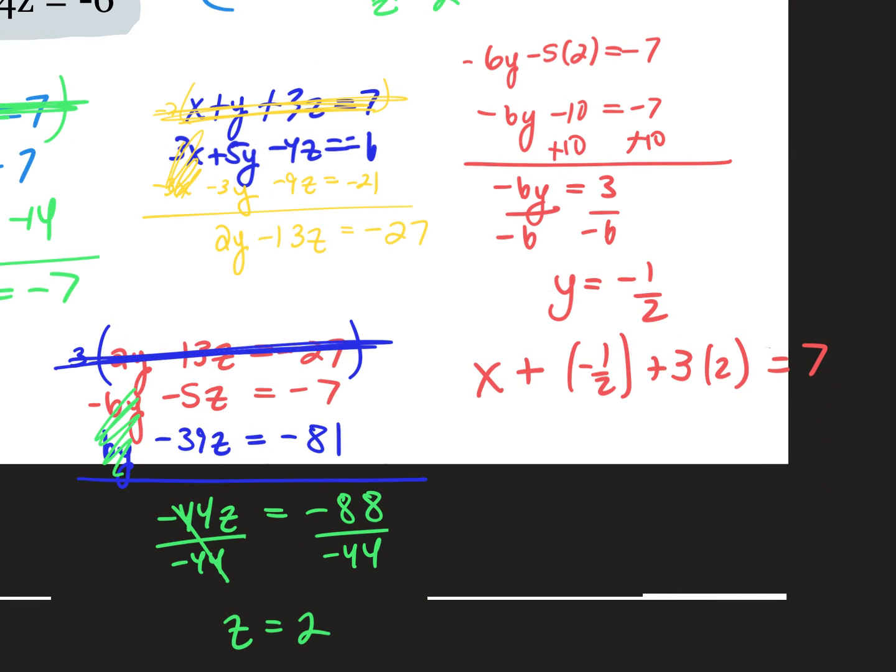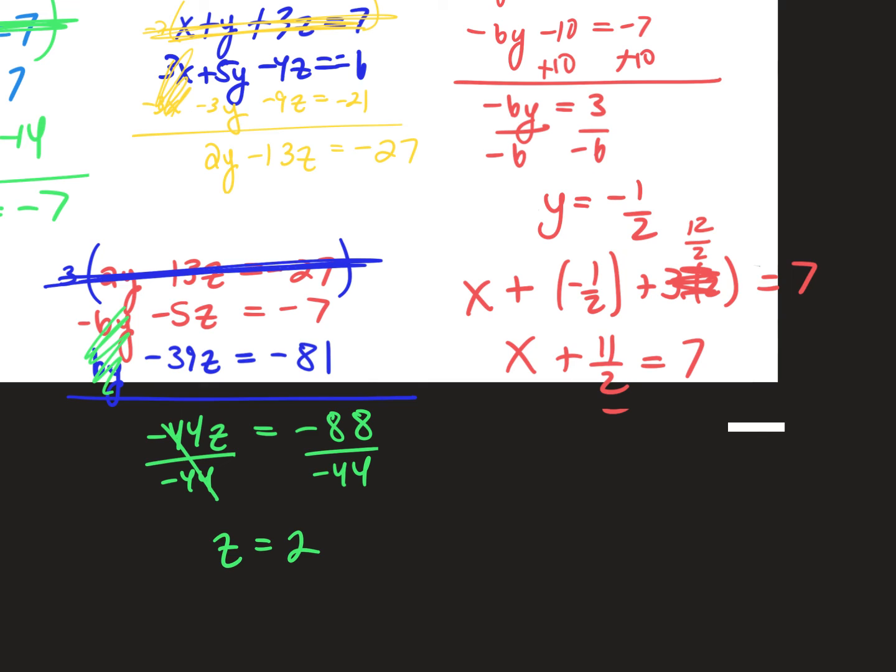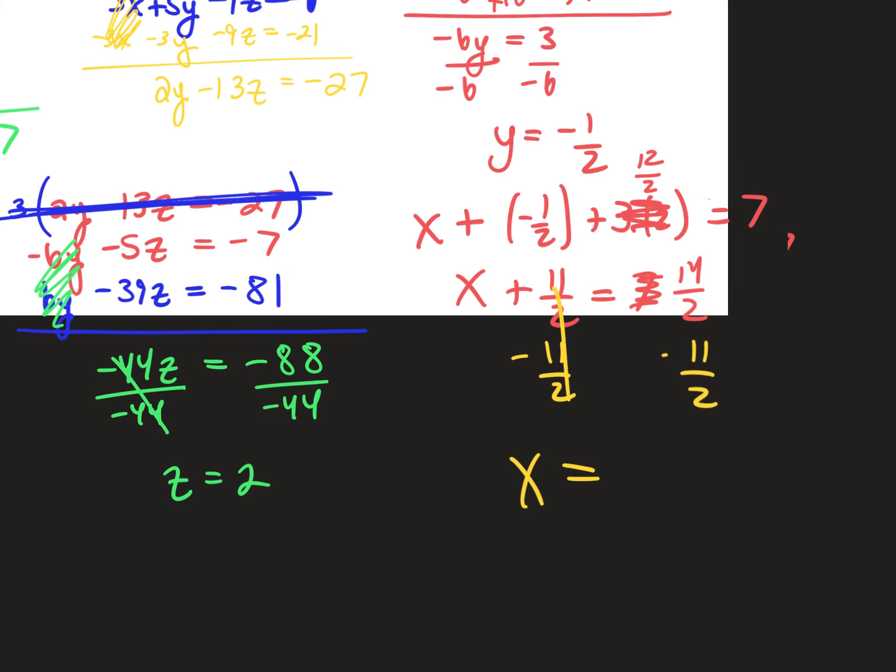Yeah? Okay, so I have x. What is 6 minus 1/2? This is 6, correct? Yeah. So if I make it into halves, this is 12 over 2. So this gives me plus 11 over 2 equals 7. Can I change 7 into halves? Is that okay with you guys? If I change this into 14 over 2? Go with me? Okay, so subtract 11 over 2 minus 11 over 2. And x equals what? 3 over 2.